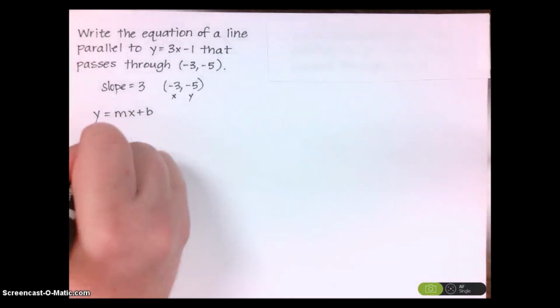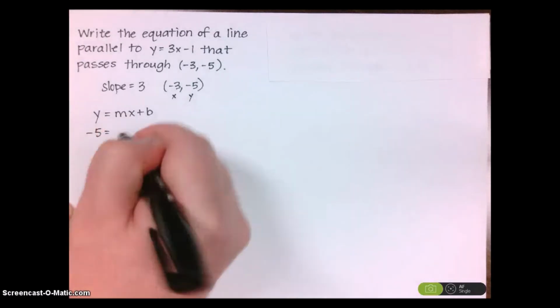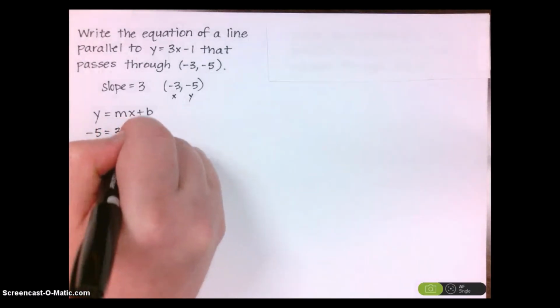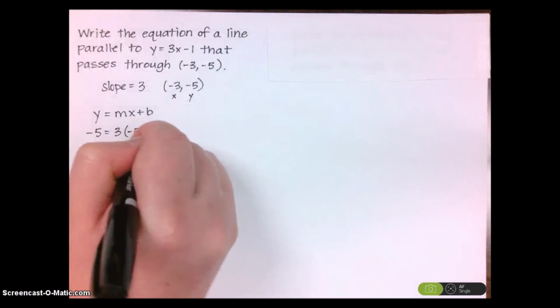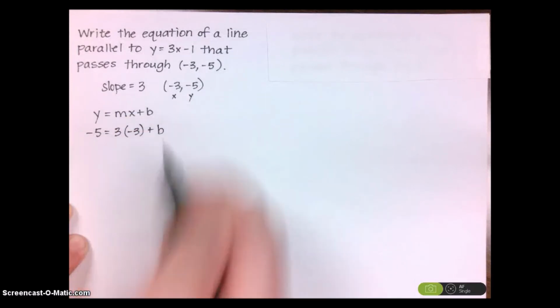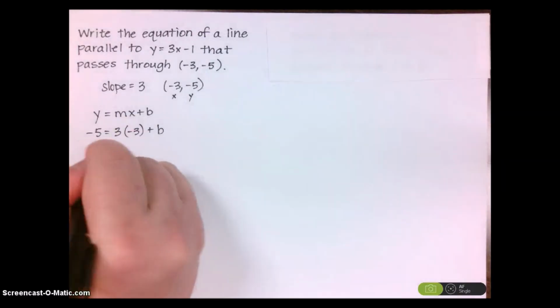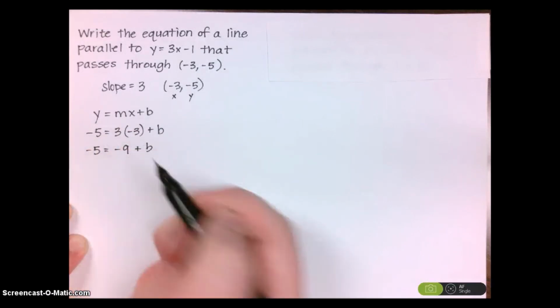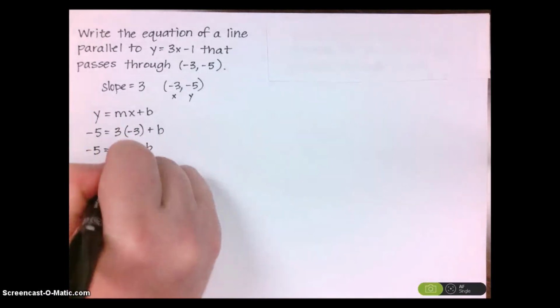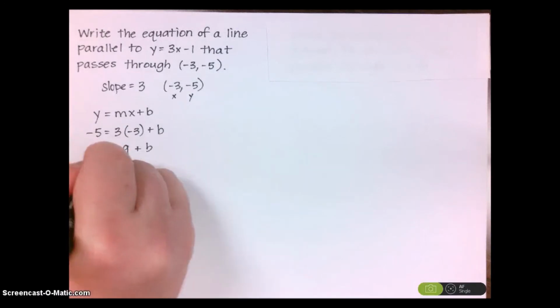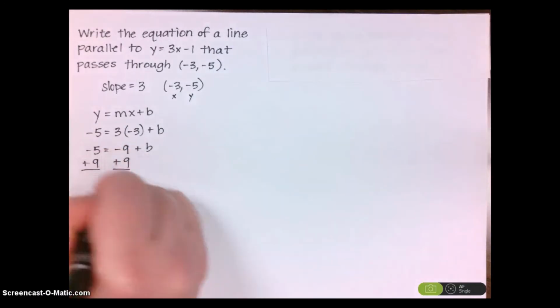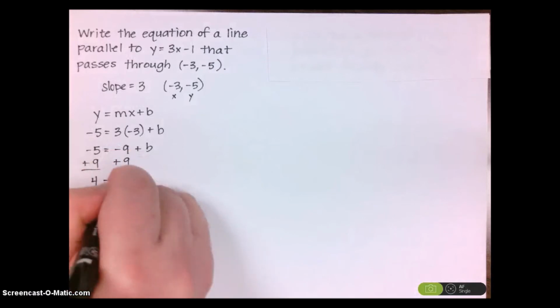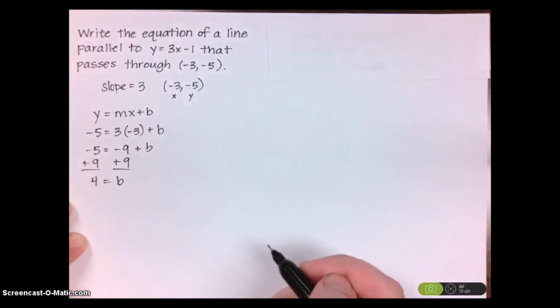So I'm going to just plug in. -5 equals, the slope is 3, times -3 plus b. Let's rewrite this. -5 is equal to -9 plus b. I still want to get b by itself, so I'm going to add 9 to both sides. And when I do that, I find out that the y-intercept is actually 4.